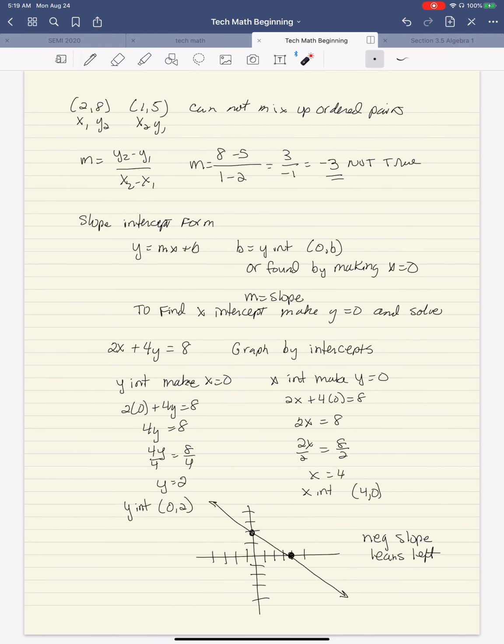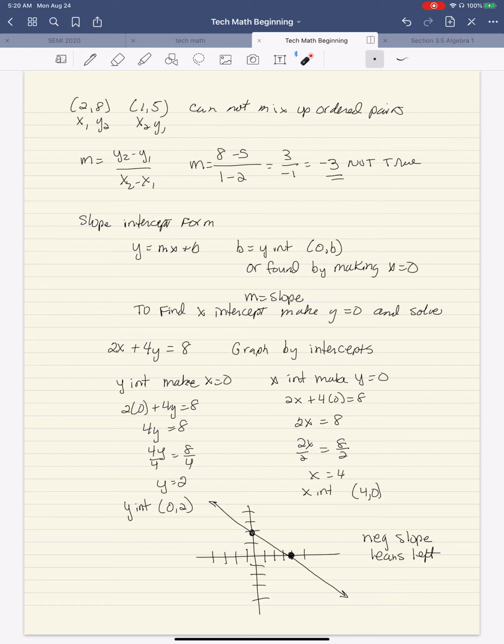However, let's say I was being sloppy and I ordered them differently. You cannot mix up the ordered pairs, meaning you can't call the first one x1 and the second one y2. They have to match. It's not like you're going to write this down because obviously you can see that it's not correct. But what happens is if you don't label them, you may grab the wrong ones.